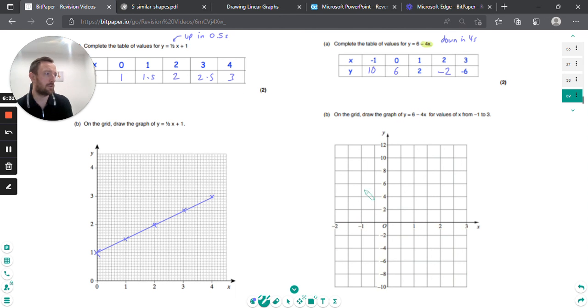So minus 1 across, 10 up. 0 across, 6 up. 1 across, 2 up. 2 across and minus 2. 3 across and minus 6. Get your ruler, draw a line that goes right through it.